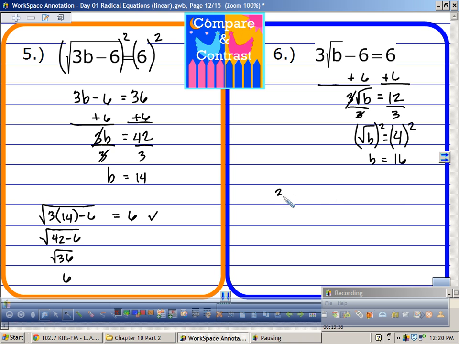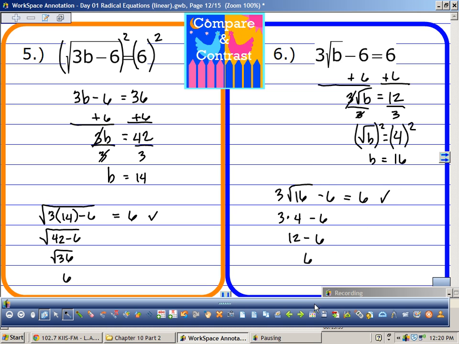Let's check it. 3 times the square root of b, which is 16, minus 6 should equal 6. 3 times, what's the square root of 16? 4 minus 6. 3 times 4 is 12 minus 6. 6 does equal 6, so it checks. Questions?